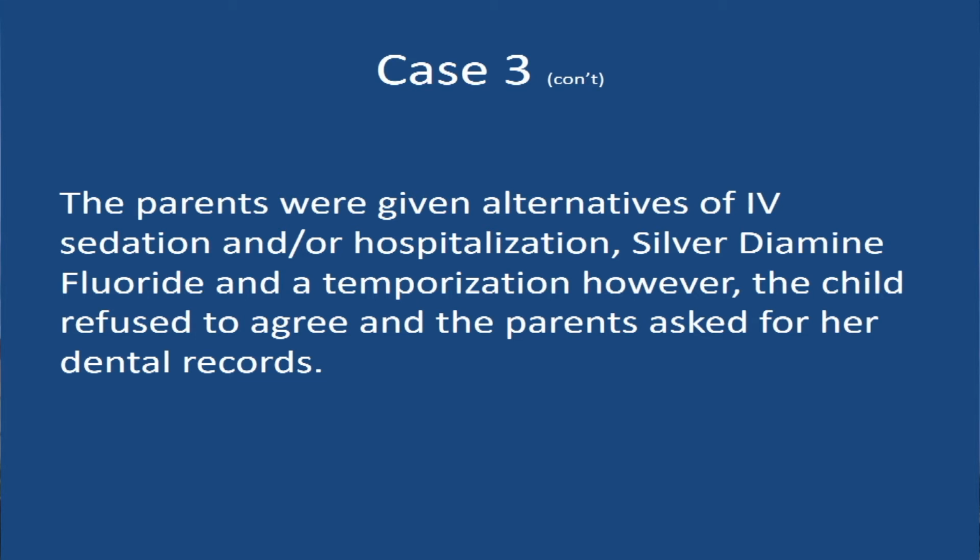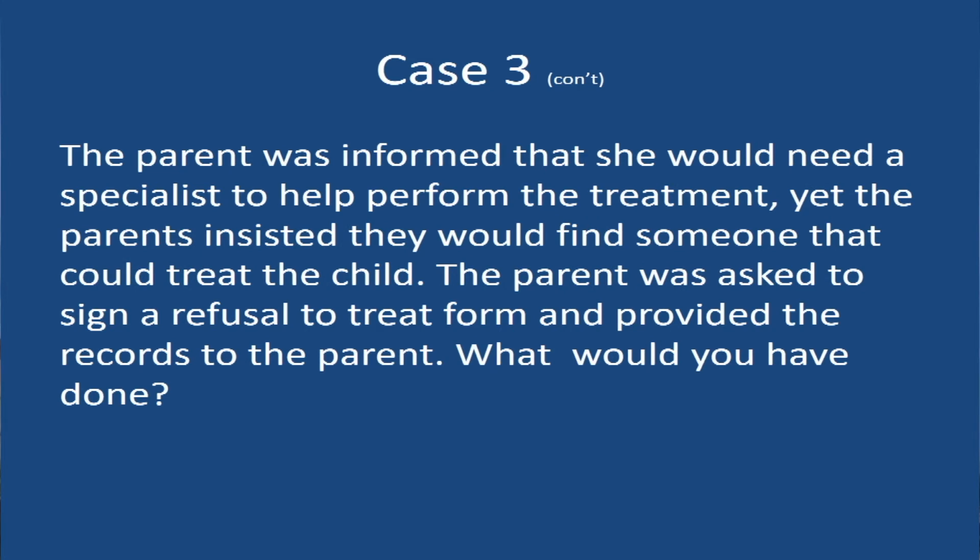The parent was informed that she would need a specialist to help perform the treatment, yet the parents insisted they would find someone that could treat the child. The parent was asked to sign a refusal to treat form and was provided the records. What would you have done?